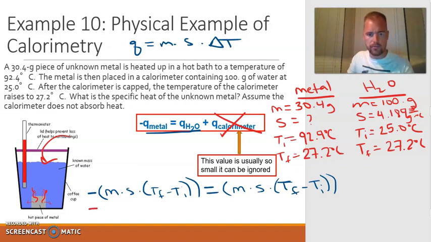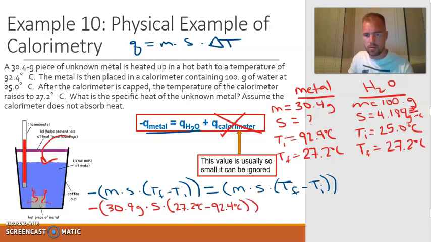So negative, what's the mass of the metal? 30.4 grams, times the specific heat, that's actually what we're solving for. We don't know what the specific heat of the metal is. Times the final temperature, 27.2 degrees Celsius, minus the initial temperature, 92.4. Okay, so that's my metal.